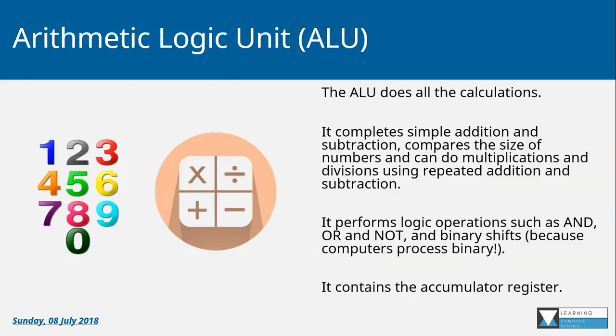Okay. Next, we've got the arithmetic logic unit, or the ALU, and basically this one does all of the calculations. This includes addition, subtraction, and comparison between two numbers to see which one's bigger or smaller. It can do multiplications and divisions, and it does this by using repeated addition and subtraction. So for example, for 5 times 9, it will add 5 lots of 9 together. So we'll do 9, add 9, add 9, add 9, add 9 until it gets the answer.